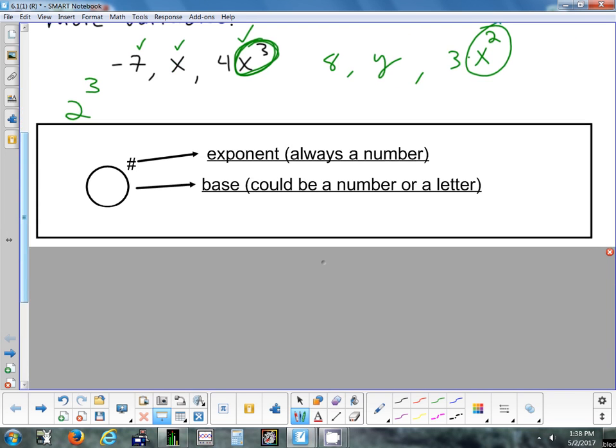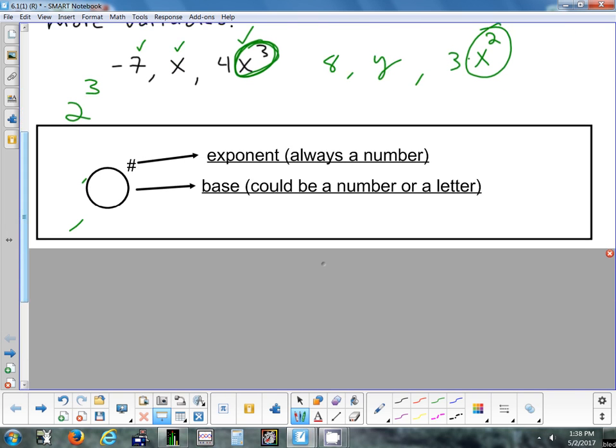Hey, any questions on those two terms? Exponent and base. What goes in the circle? Nothing right now. It's just that what's circled is the base. So, you know, you could have x squared. X would be the thing that's in the circle. It's the base.